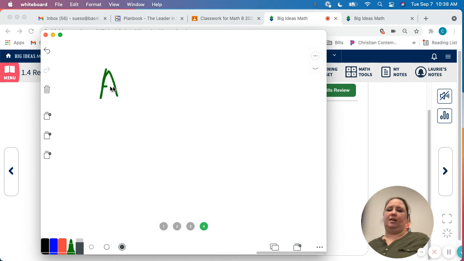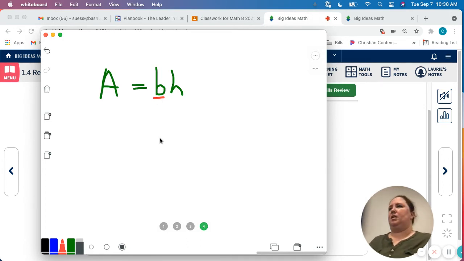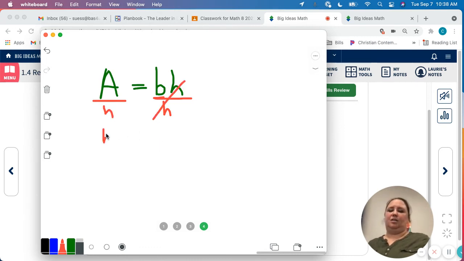We have area equals base times height. What did it ask you to solve for? B. Okay, so we want to leave B alone. It's a little B. So B next to the H means what kind of math? So the opposite is, so we're going to divide H from both sides. Okay, so that's gone. So I have A over H equals B. I can also flop this and say B equals A over H. Same thing, right? All I did was flop sides.